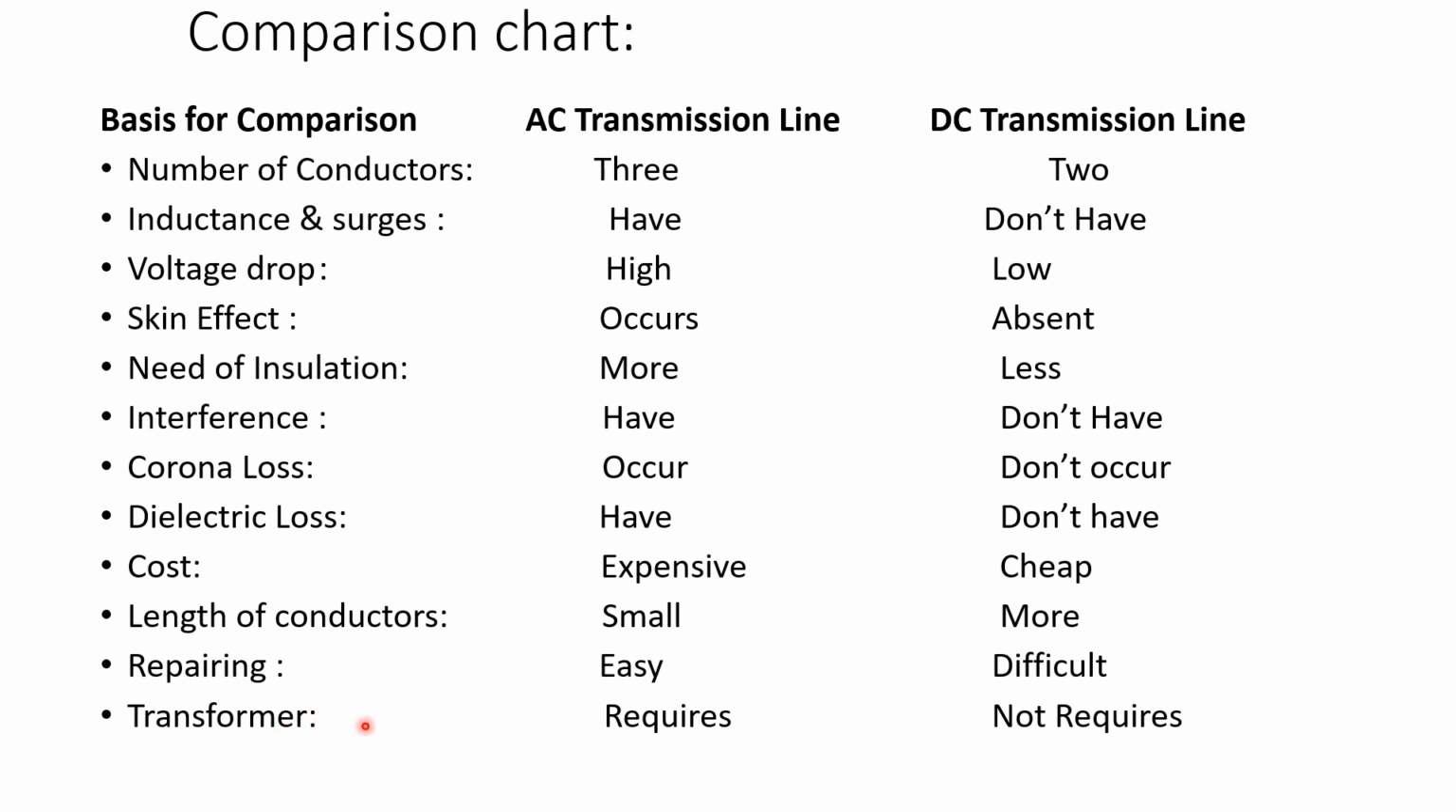and the requirement of transformers will be there in an alternating current transmission line when compared with a DC transmission line. These are the major comparisons involved for AC and DC transmission lines.